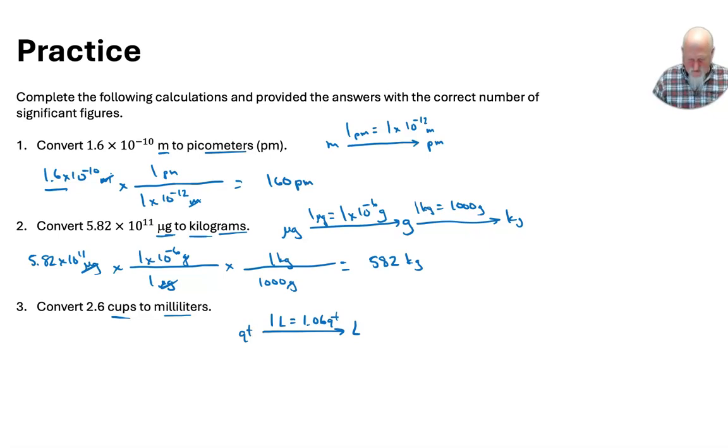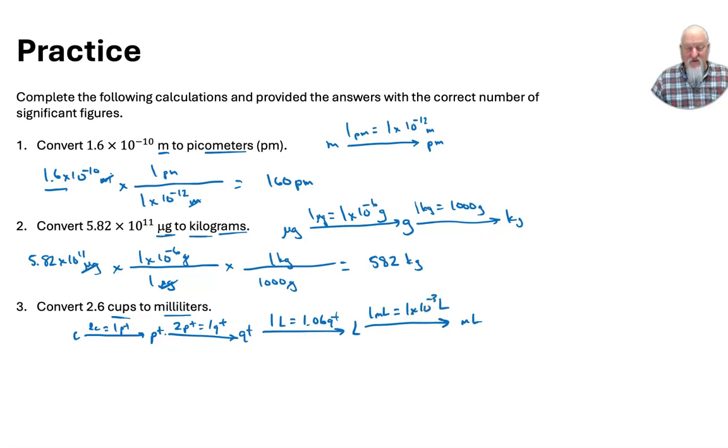So cups, 2 cups is a pint and 2 pints is a quart. So if I'm going from cups to pints, pints to quarts, 2 cups is equal to 1 pint, and 2 pints is equal to 1 quart. Okay? And then liters, I need to get to milliliters. That's metric. 1 milliliter is equal to 1 times 10 to the negative 3 liters. That's off the metric conversion.